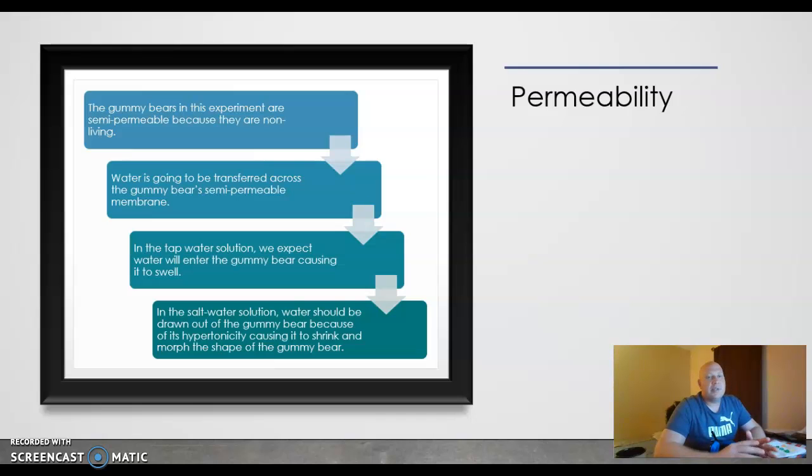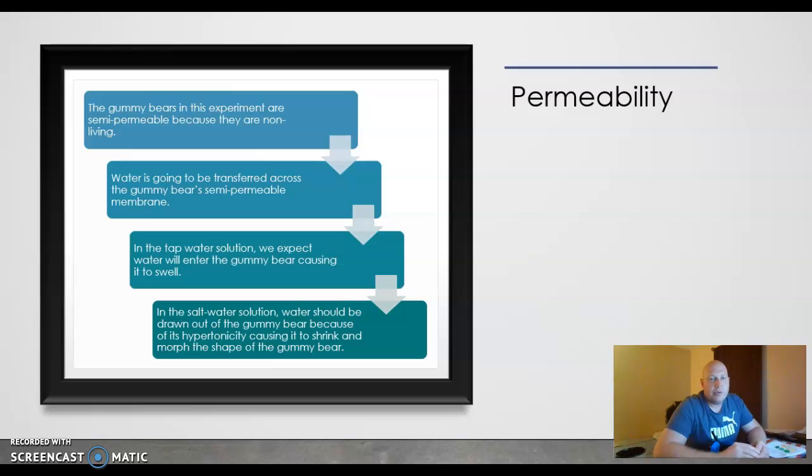Another thing to discuss is permeability. The gummy bears in this experiment have a semi-permeable membrane because they're non-living. Living people have permeable membranes. Water is going to be transferred across the gummy bear's semi-permeable membrane. In the tap water solution, we expect water to enter the gummy bear, causing it to swell.